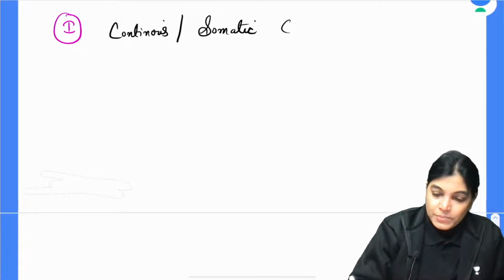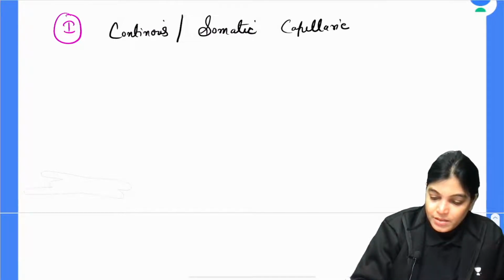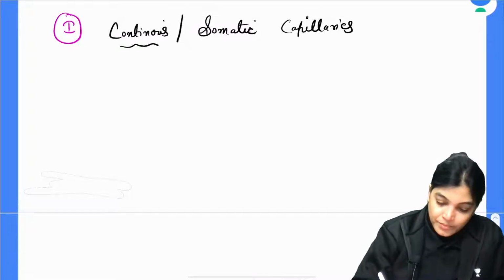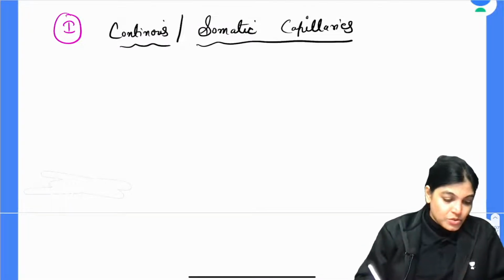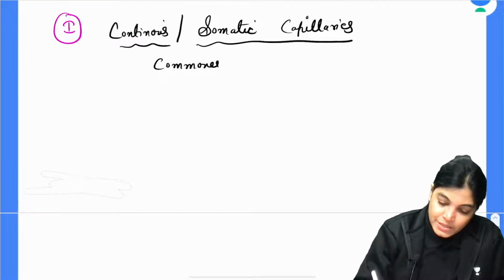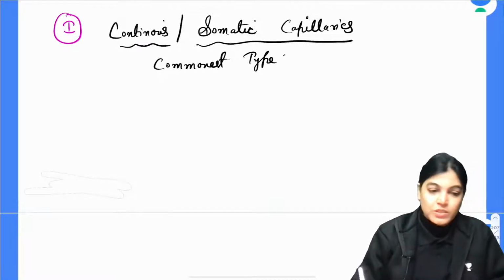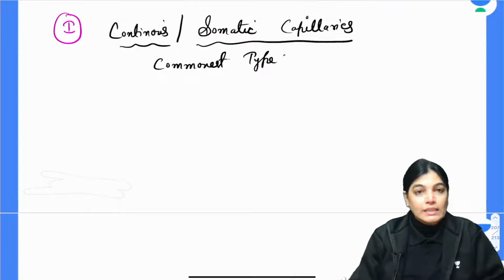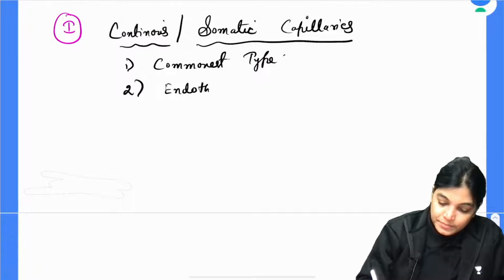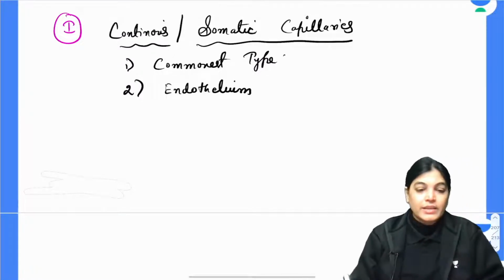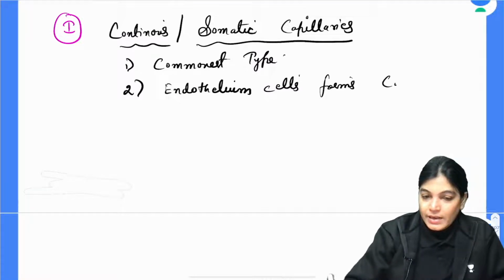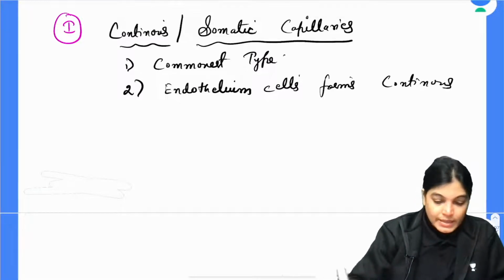Continuous or somatic capillaries. When we say continuous or somatic capillaries, this is the common type. It is actually the commonest type of capillary which is present. And here, the key feature is that endothelium cells form a continuous layer.